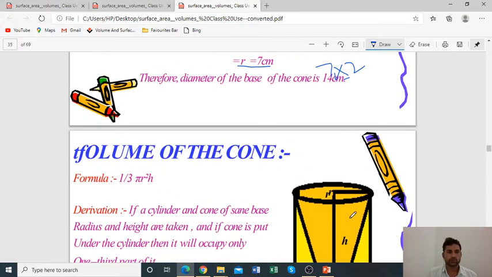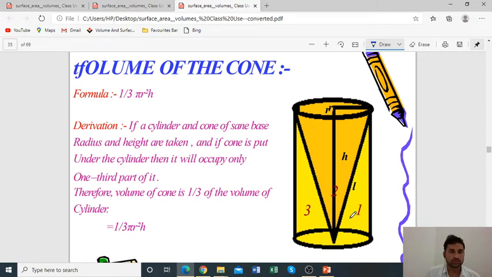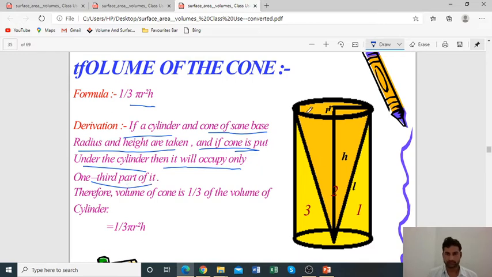Next, volume of the cone. Volume of the cone formula is 1 upon 3 pi r square h. Derivation: if a cylinder and a cone of the same base radius and height are taken and the cone is put inside the cylinder, then it will occupy only 1/3 part of it. Okay, 1/3 part of it. So volume of cylinder is pi r square h and 1/3 part of the volume of cylinder is the volume of cone. So volume of cone is 1/3 pi r square h.